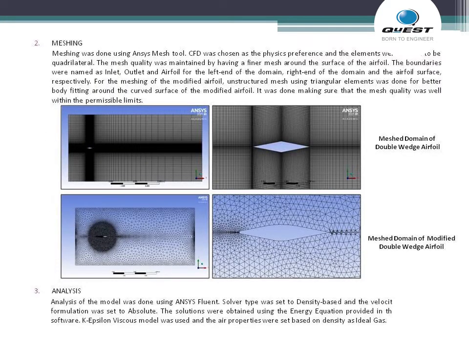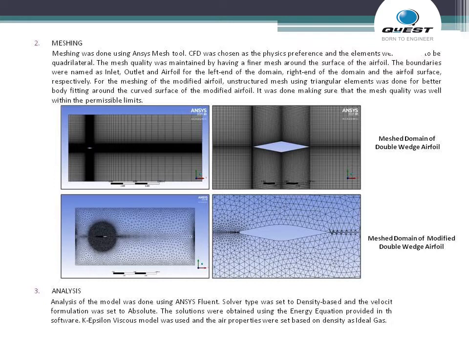To mesh the domain, we used the ANSYS Mesh tool. Quadrilateral elements were chosen and the quality of the mesh was ensured by having finer mesh near the airfoil and coarser away from it. For the modified airfoil's meshing, triangular elements were used so that it could fit around the curved surface. The first two figures show the mesh domain of the double wedge airfoil and the other two are the mesh domain of the modified double wedge airfoil.